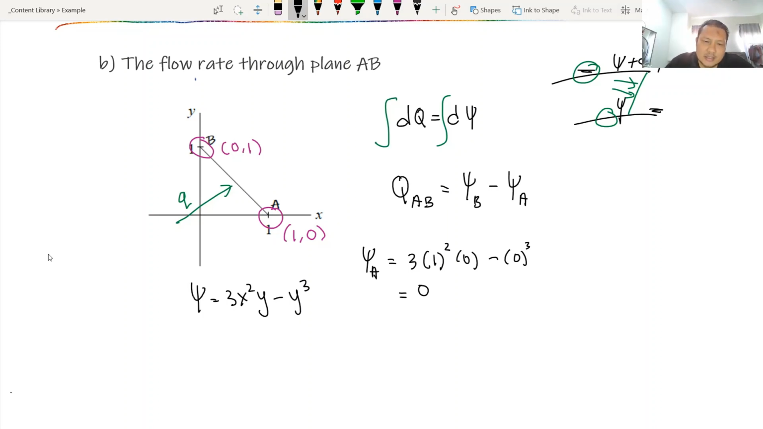For psi B, similar to psi A, we substitute the information at point B. We have 3 multiplied by 0 squared, since x is 0 at that point, and then y is 1, so 1 minus 1 to the power of 3, which is equal to minus 1.